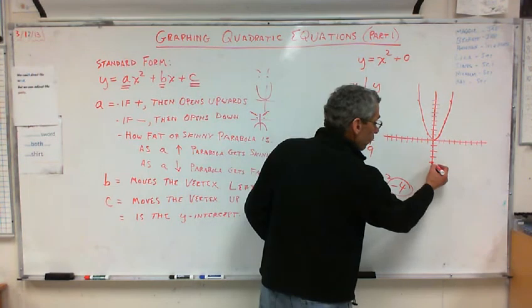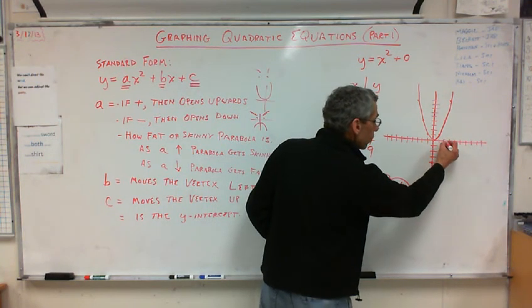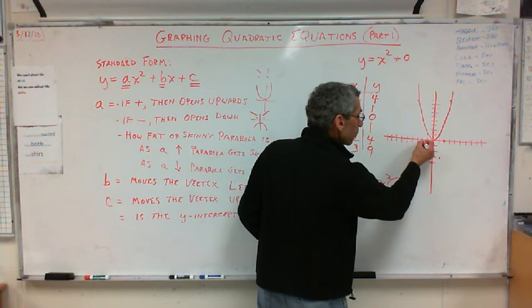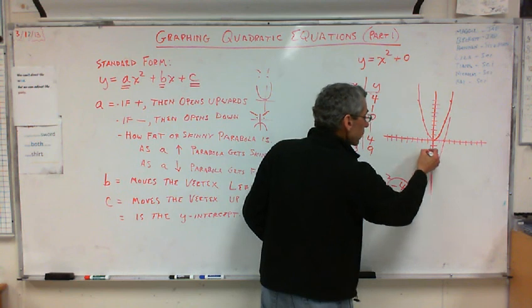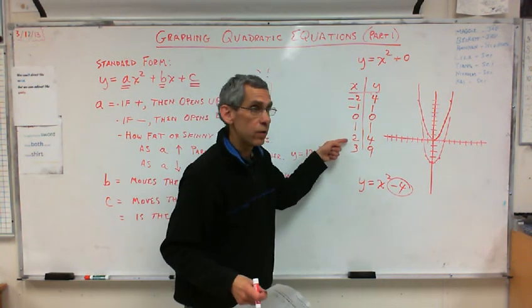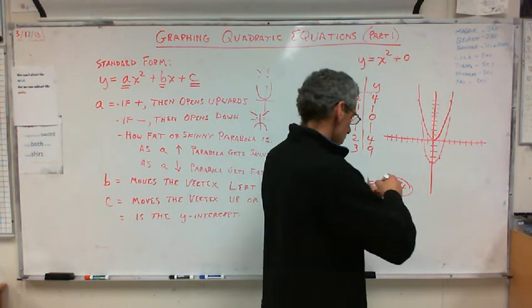But watch, over 1, up 1, over 2, up 4. Boom. Now I can do the same thing this way. Over 1, up 1, over 2, up 4. Boom, and I've got my parabola. Right? So you're going to be doing that. Over 1, up 1, over 2, up 4, over 3, up 9. Okay?